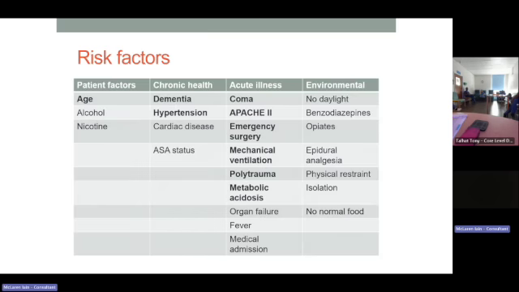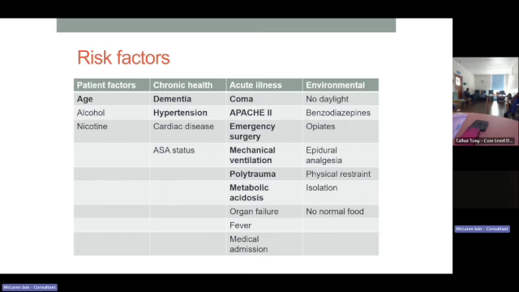So what are the major risk factors for delirium? So we've got age as a very major and probably the biggest risk factor in terms of pure patient factors, but also alcohol use, nicotine use, and increasingly other drug use. So we're seeing increasing numbers of patients who are chronic users of cocaine and cannabis, etc.